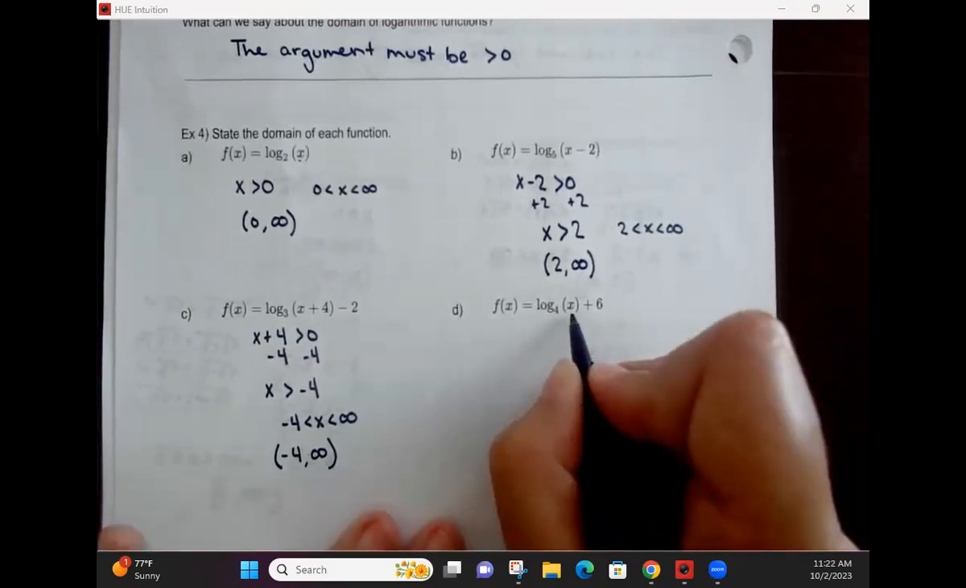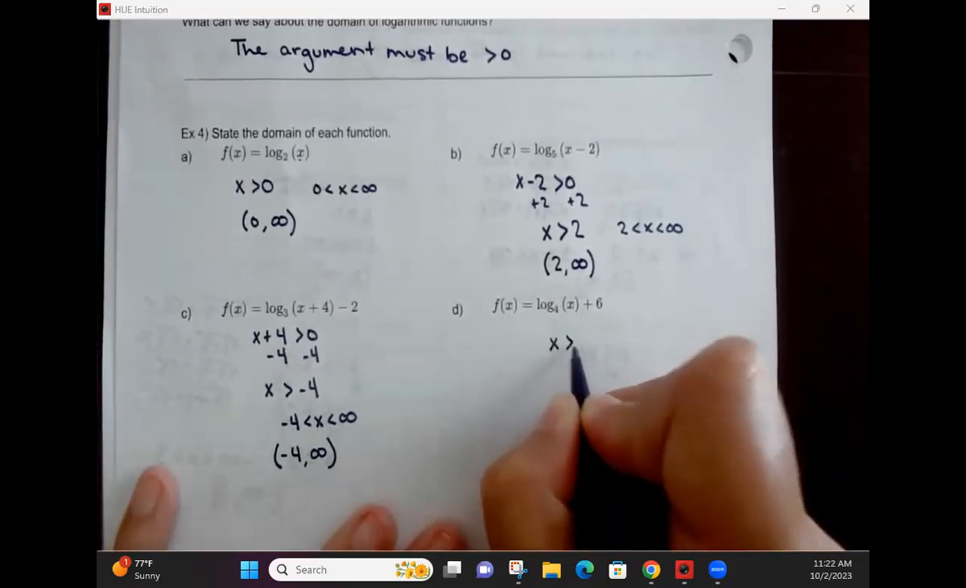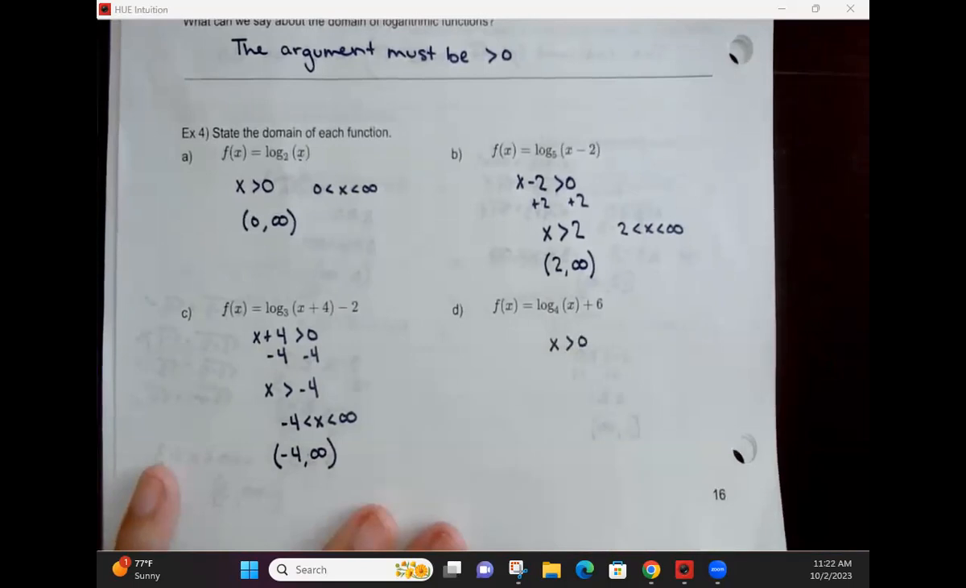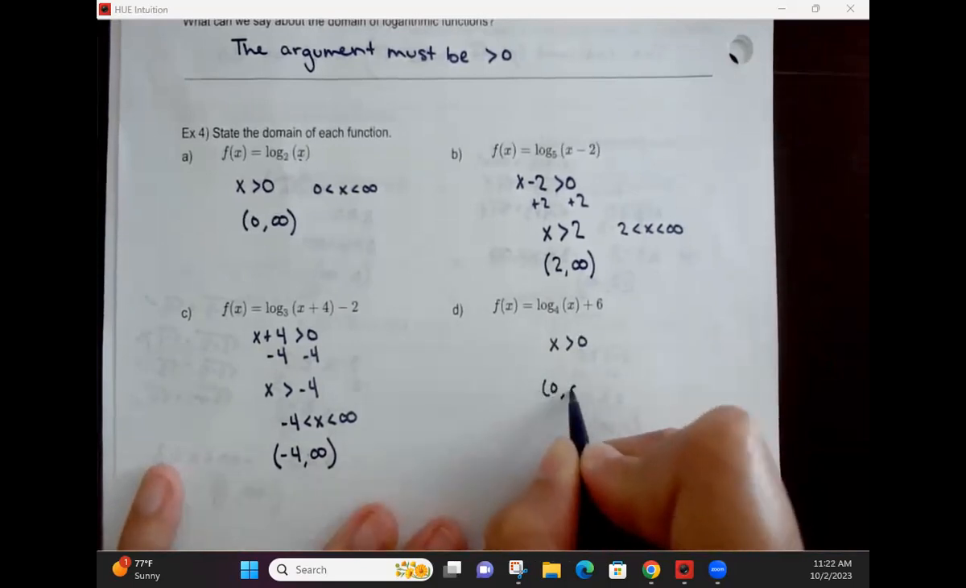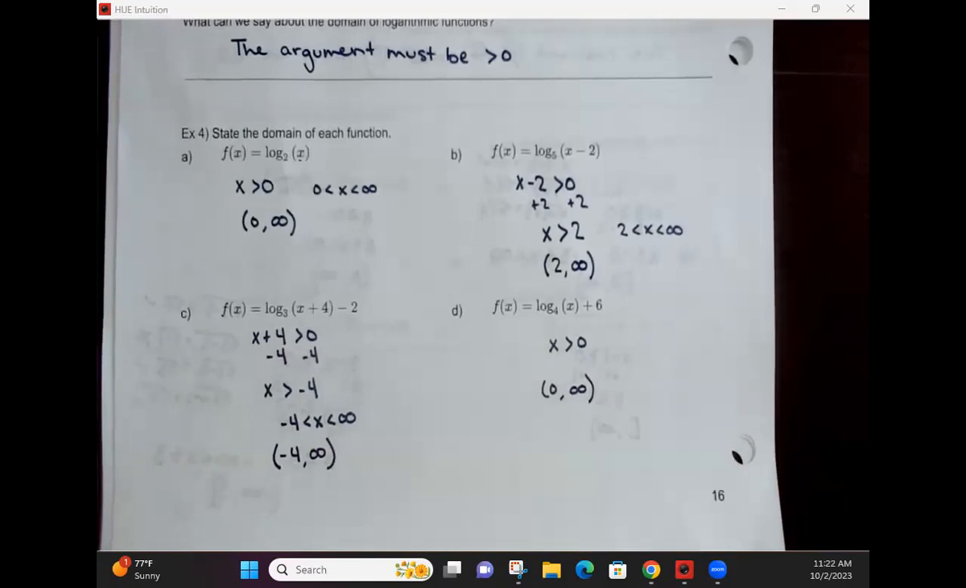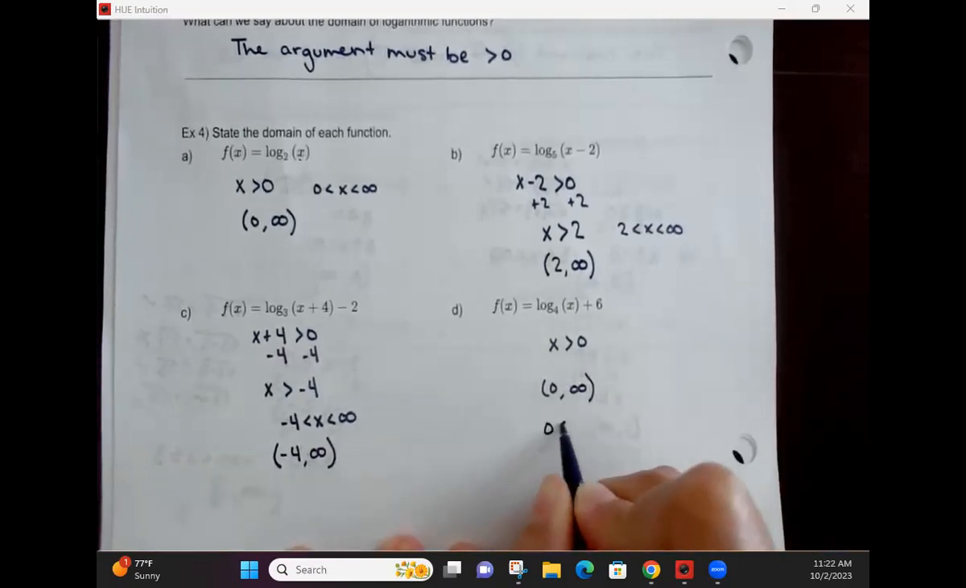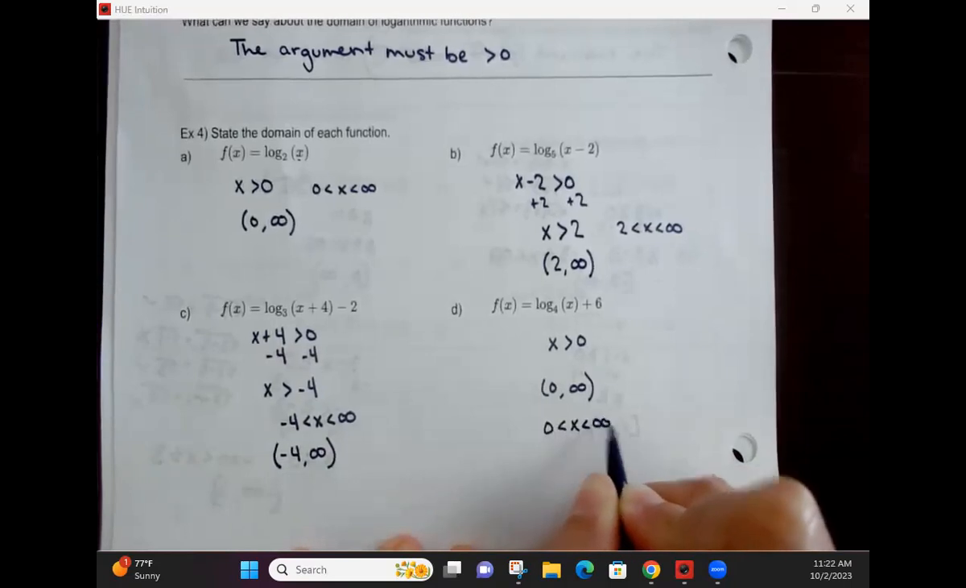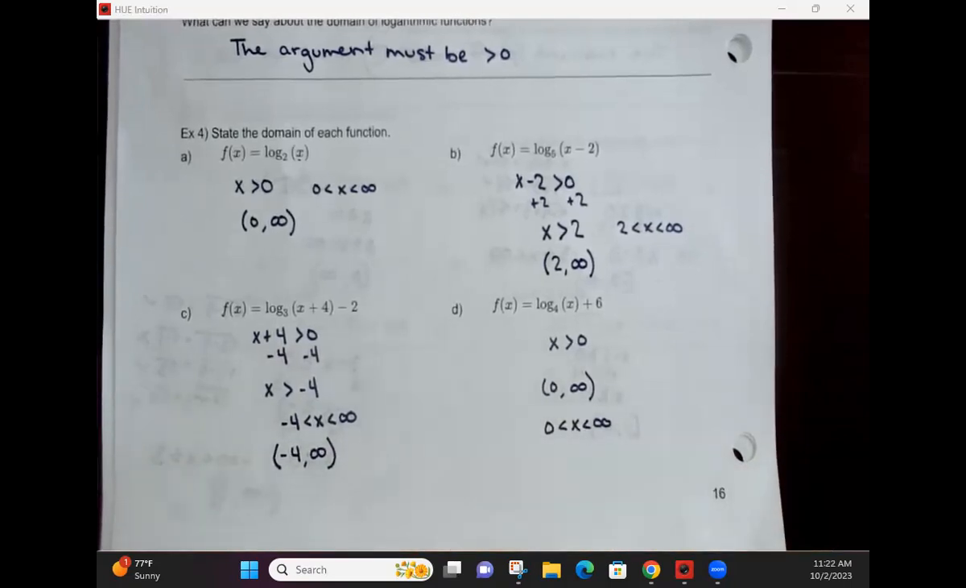And for D, our argument is just x, so x needs to be greater than 0. 0 to infinity is interval notation, parentheses on both sides. Or 0 is less than x is less than infinity. Questions for me on those?